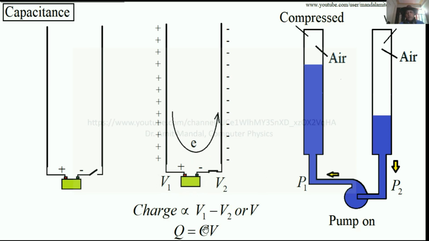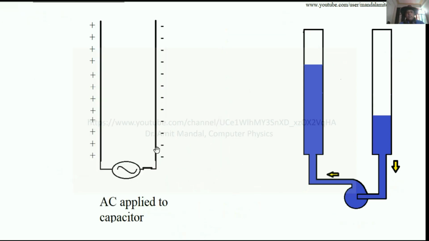The formula is Q equals CV. V is the potential difference, V1 minus V2, and C is the capacitance of this parallel plate system. This battery is a DC source, a direct current source. In case AC is applied to this parallel plate capacitor, what will happen?